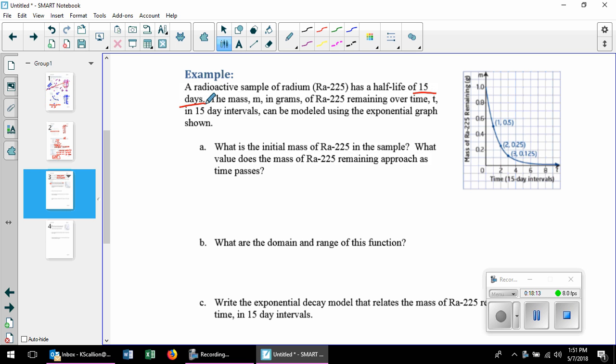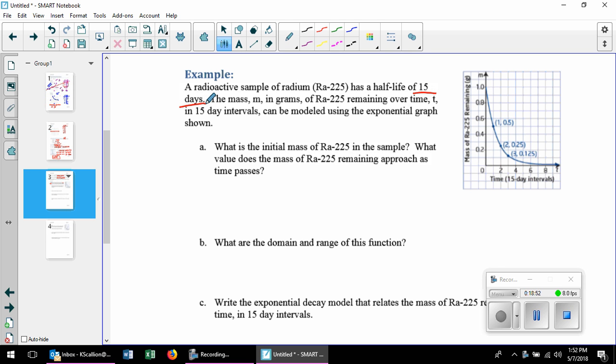So at day 0, it's at 1. First 15-day interval, it's at 0.5. The second 15-day interval, the number 2 increment, is actually 30 days. Does that make sense to everybody? The units of measure are 15-day chunks. So at 2, you're at 30 days. At 3, you're at 45 days. At 4, you're at 60 days. Okay, we know that this is a decreasing graph, so this is exponential decay.